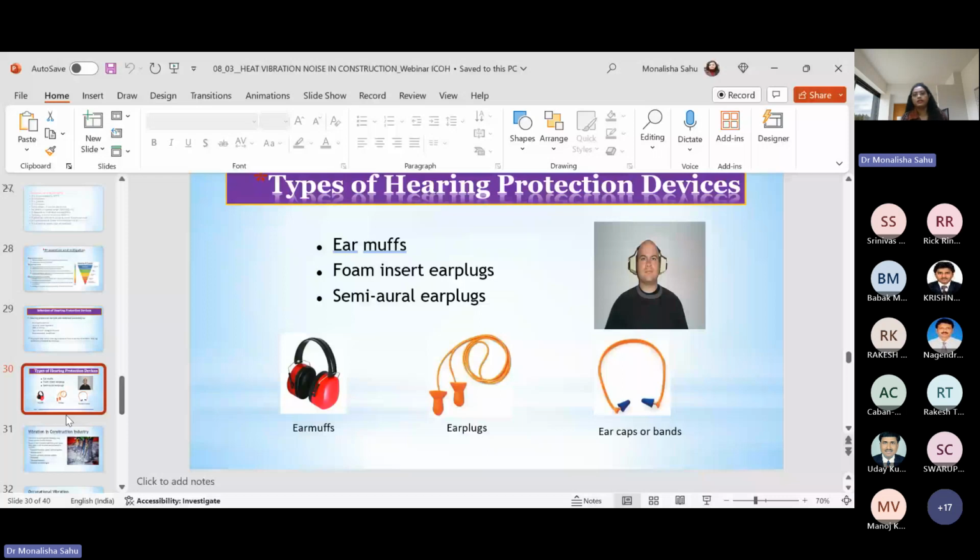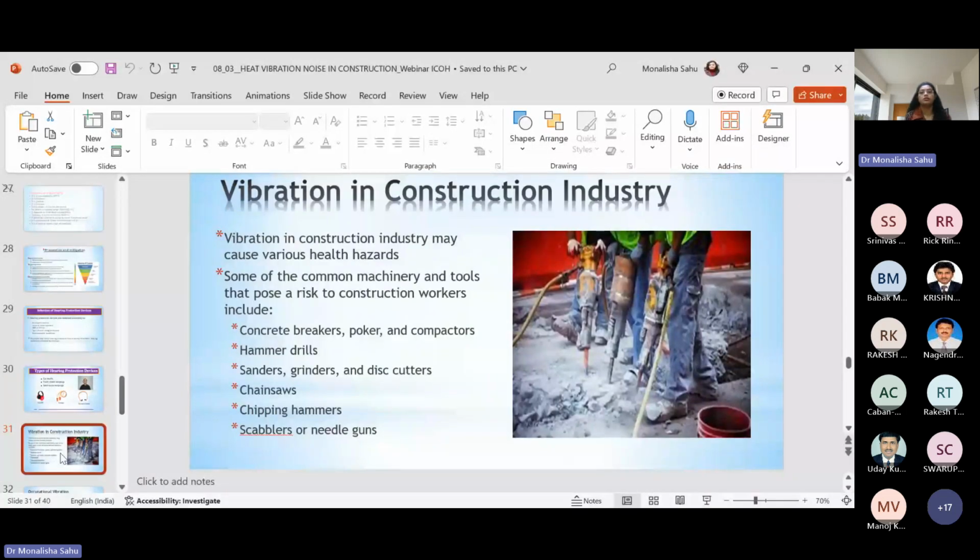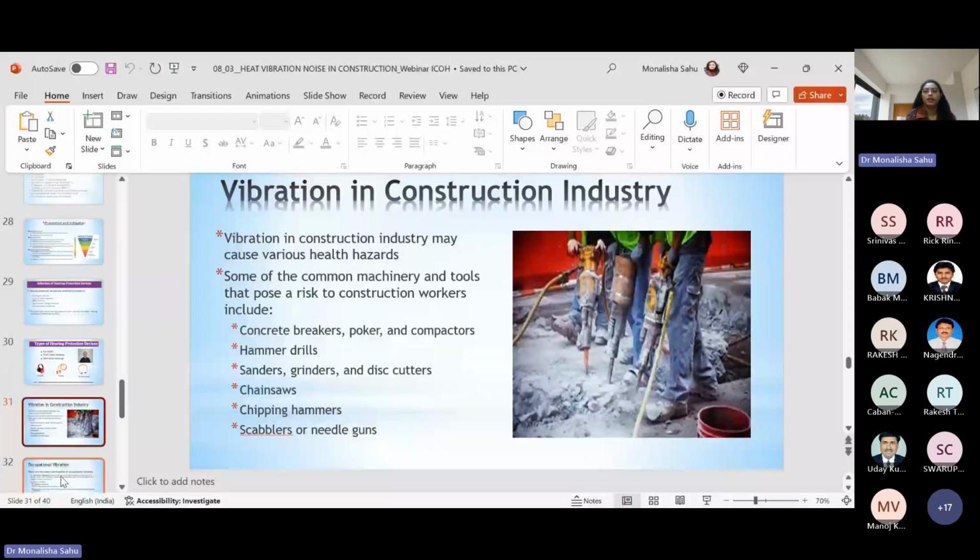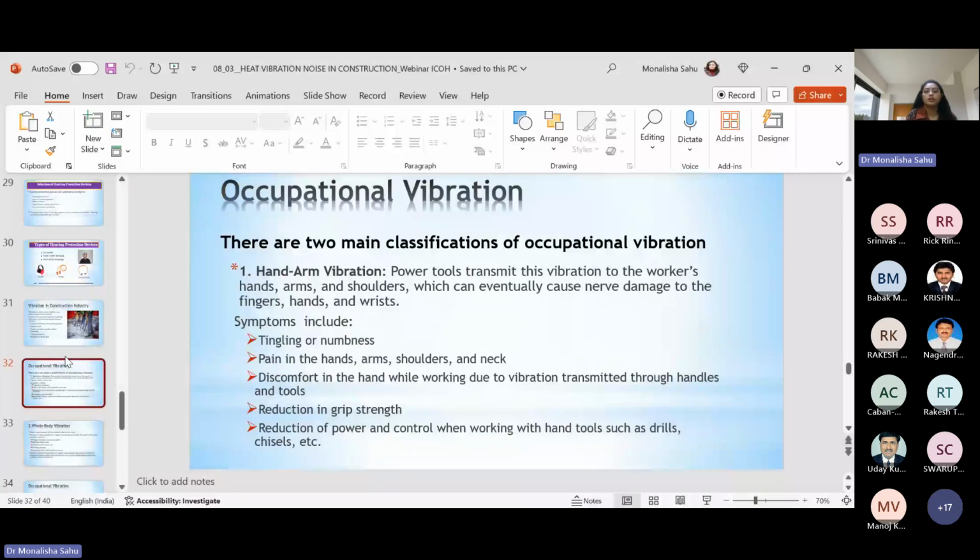Lastly, coming to the vibration hazards in construction industry, this is also one of the serious hazards faced by construction industry workers, but which is less talked about, and there is very less data available, especially from India, because many workers are totally unaware what these vibration hazards and the ill impacts are. Especially workers who are working with machinery and tools like concrete breakers, pokers and compactors, hammer drills, face various kinds of vibrations.